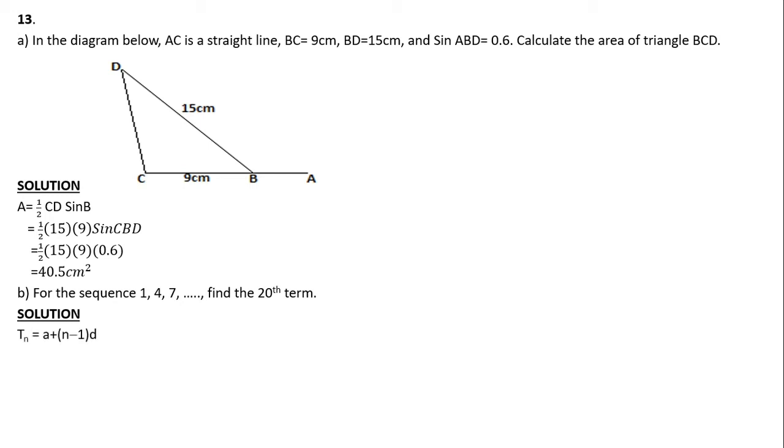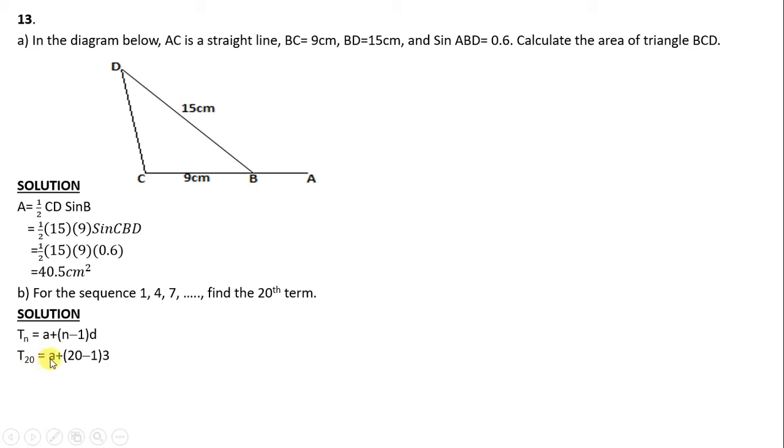It is 3. Now, for any nth term, the nth term is equals to a, where a means the first term, plus n minus 1, where n is the number of terms, times the common difference. So we continue to substitute. They are saying find the 20th term. So where there's n here, we are looking for the 20th term.